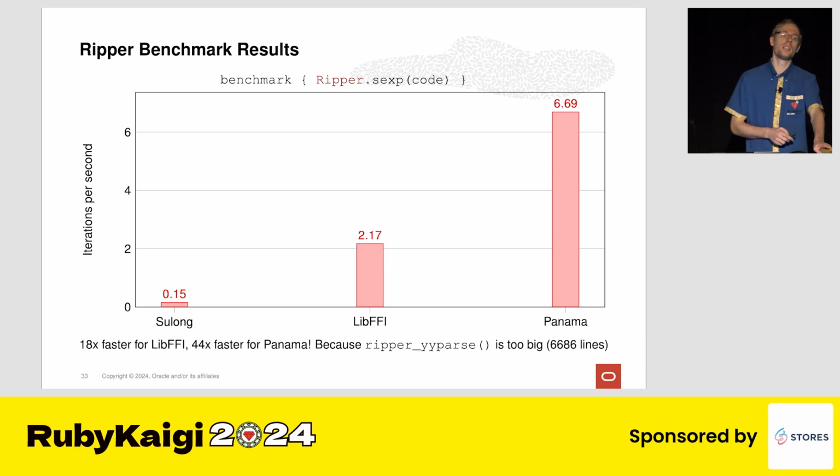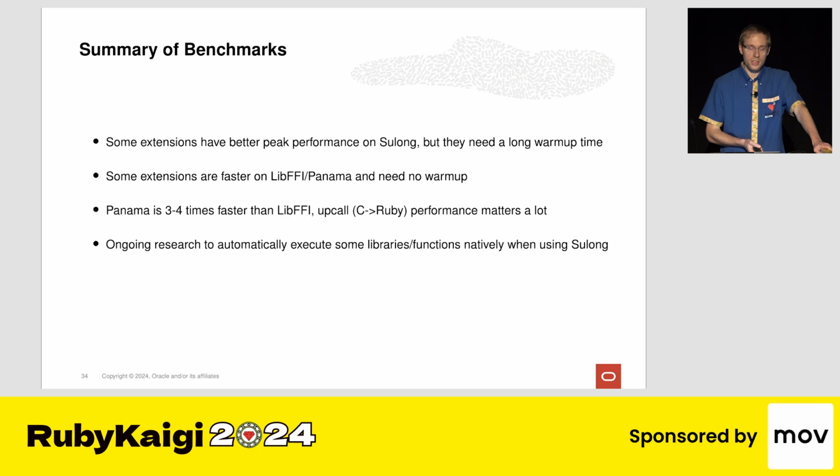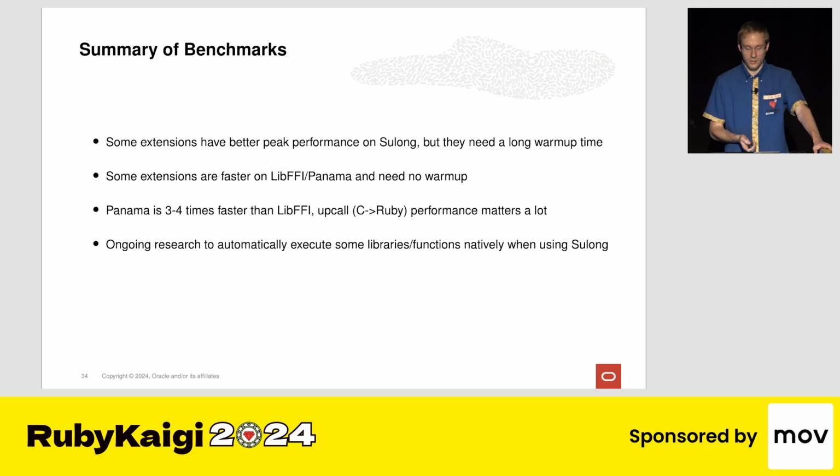Well, there's actually one alternative: Prism now supports the Ripper API, so we could use that longer term. But of course, it's hardly the only C extension with a big function. So in summary, it's a mix. Some extensions have better peak performance on Sulong, but they need a long warm-up time to get there. And some extensions are faster when run natively, and they need no warm-up at all. And we saw that Panama is so much faster than libffi, so there's really no reason to use libffi anymore. It's just something very new, so we're trying to integrate it.